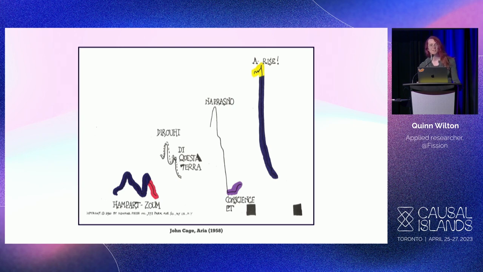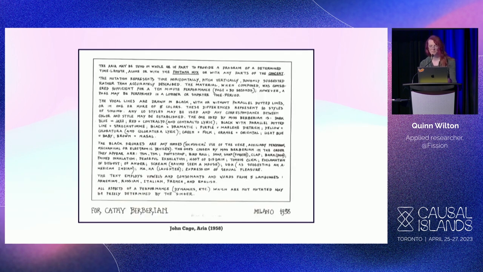Aria is a 1958 composition by John Cage. The work consists of 20 pages of abstract lines, colors, and disjoint lyrics across languages like Armenian, French, and Russian. The notation is as absurd as it is subjective, and the result is a piece of music which no two performers will ever interpret in the same way.